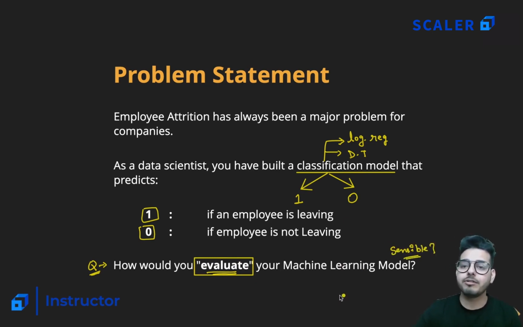Why is it an important question? Because I can create a model that predicts 1 1 1 1 1 for all the employees. It means I'm saying this employee is leaving, the second is also leaving, the third is also leaving, and all the employees are leaving. This is not a sensible model. In another case, I can just say no one is going to leave and predict 0 0 0 0 0 for everyone. Again, this is not a sensible model.